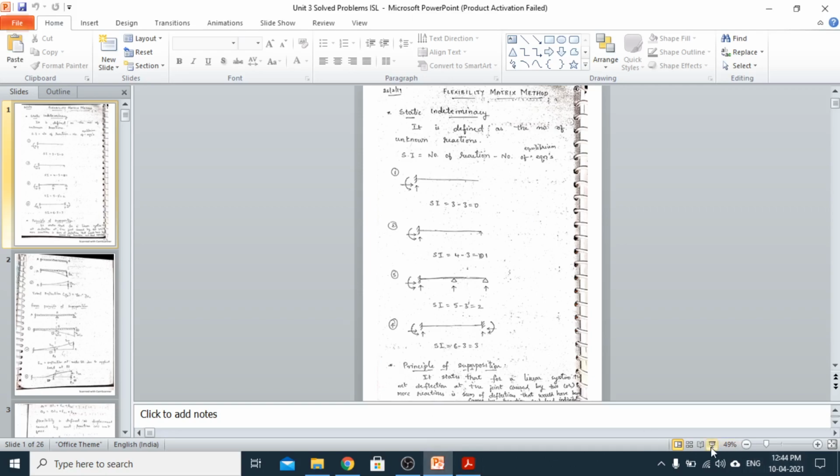Okay. So this is the notes we have, the flexibility matrix method. So what is static indeterminacy? Static indeterminacy is defined as the number of unknown reactions. That's it. Suppose for example, static indeterminacy is equal to number of reactions minus number of equilibrium equations. So we know how many unknowns or how many reactions are there. We all know. Suppose for example, this is the first example.